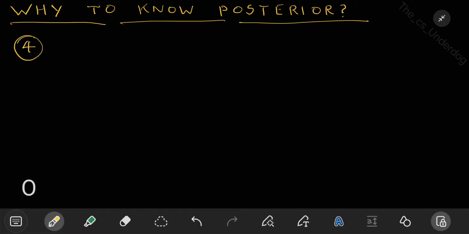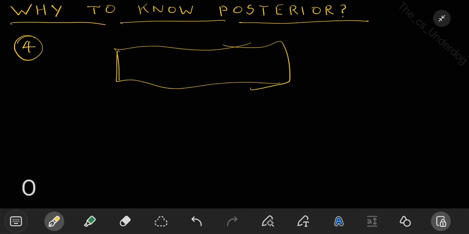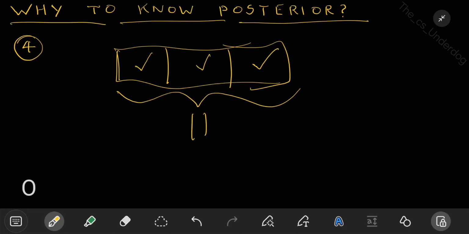The fourth advantage is in combining models. That is, there will be cases in which the actual task is very complex. Let's say this is your actual task, which is very complex, and you would prefer to divide it into smaller parts, first solve this, then solve this, then solve the final one, and then combine all these in order to get your final model, final output.